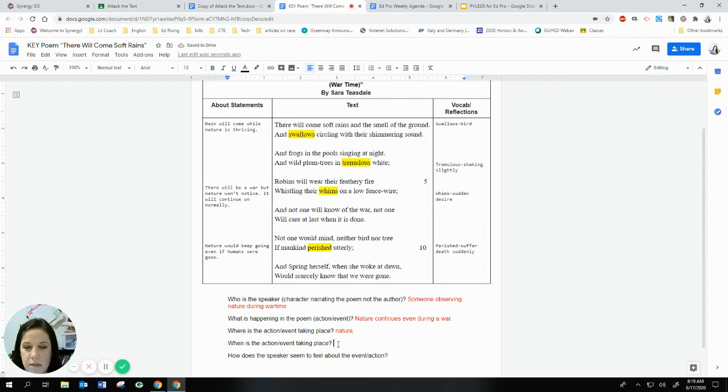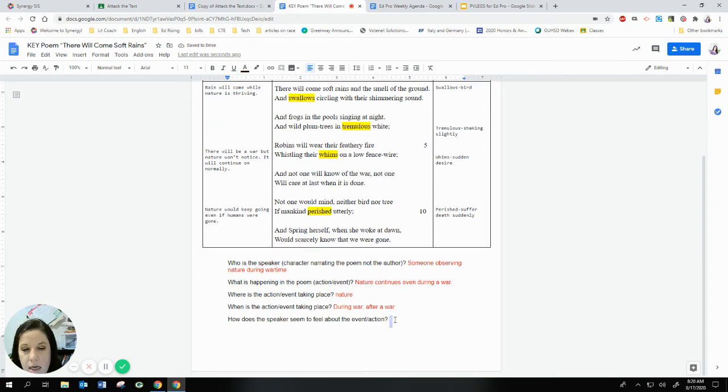And when is it taking place? Well, I don't have a specific time, and that's okay. The when can be anything. It can be morning, noon, night. It can be springtime, summertime, wintertime. It can be a specific date. Sometimes it's general, sometimes it's more specific. In this case, we know that it's taking place during war, or after a war.